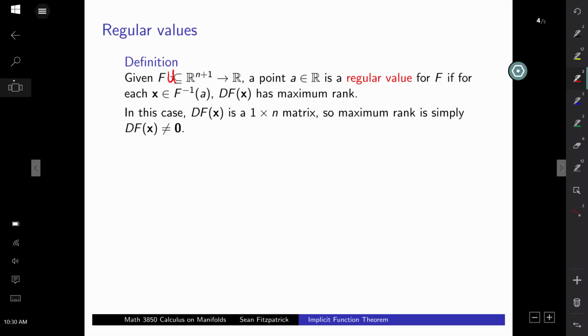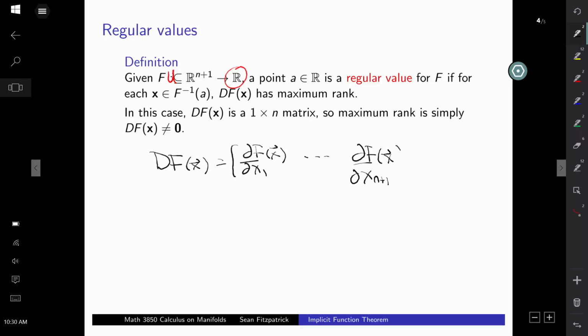And since we're dealing with a real valued function here, that means you're dealing with the case where the derivative is simply df/dx1 down to df/dx(n+1), right? And so this n+1, that's your z, if you like, right? So this is non-zero, and that means that at every point.